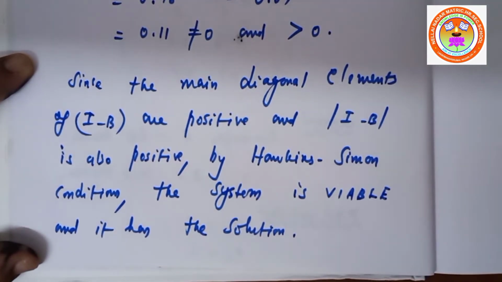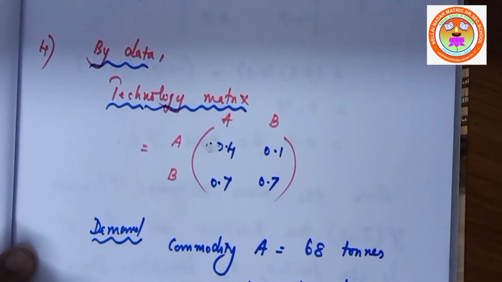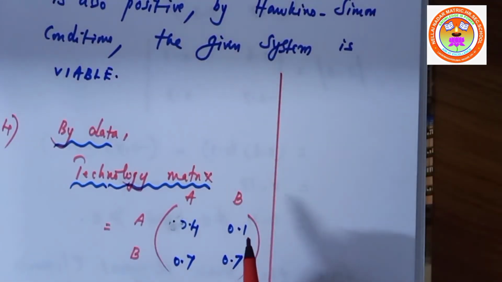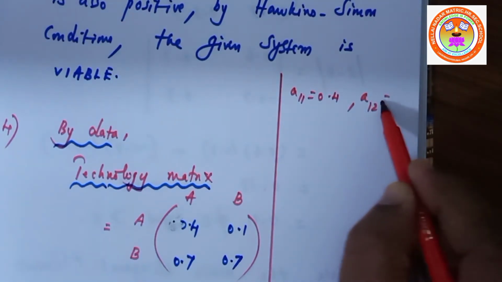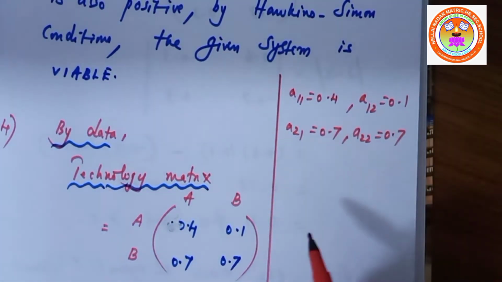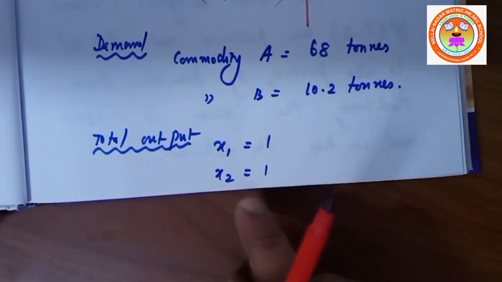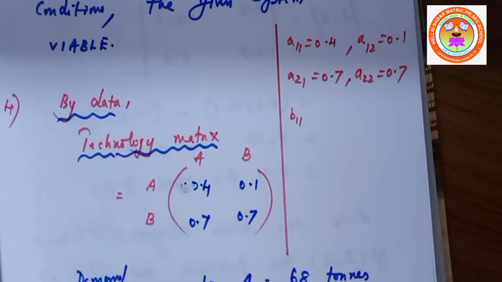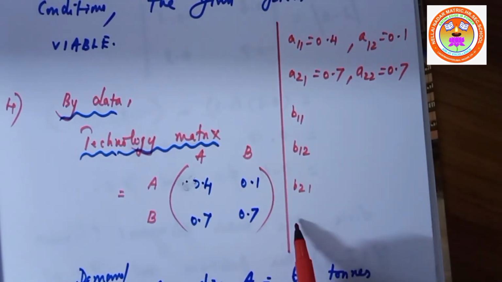In this problem, here I write, listen: A11 is 0.4, A12 is 0.1, A21 is 0.7, and A22 is also 0.7. Then we have x1 and x2. We have to find B11, B12, B21 and B22.